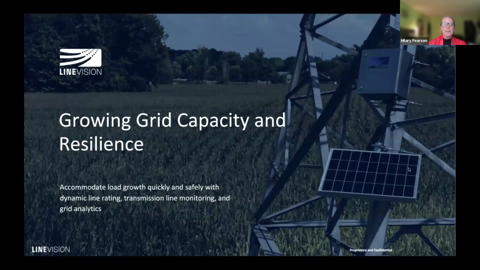But Line Vision, we are a grid enhancing technology company based in Boston. GETs are hardware and software tools that can be put onto existing or new transmission assets to help increase their capacity and enhance their efficiency and overall safety. So if we can go to the next slide, please.